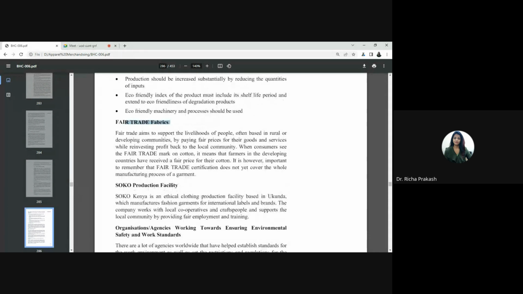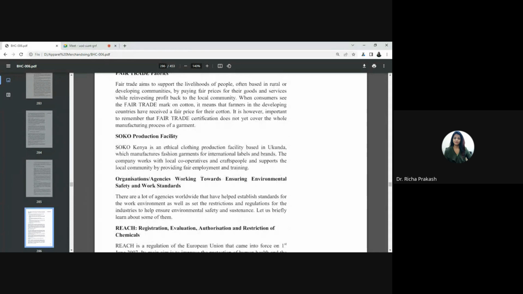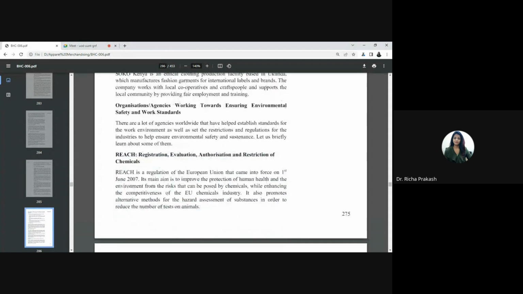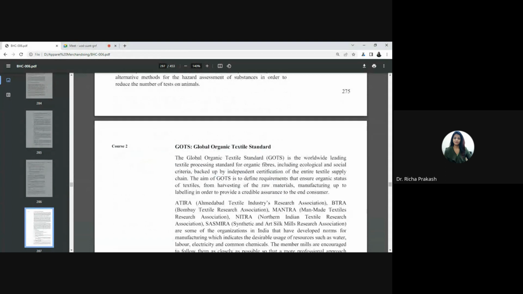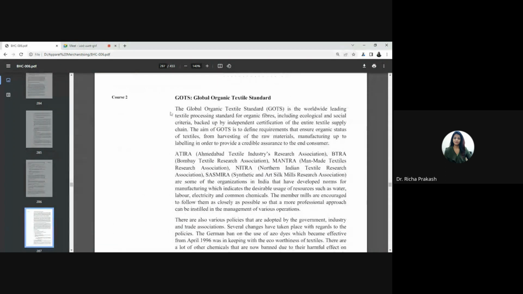We have fair trade fabrics, production facilities there. This is a case study actually in Kenya. Please go through it. It's very interesting. And here it is given very briefly. Read it on the net. You will get to know about it.